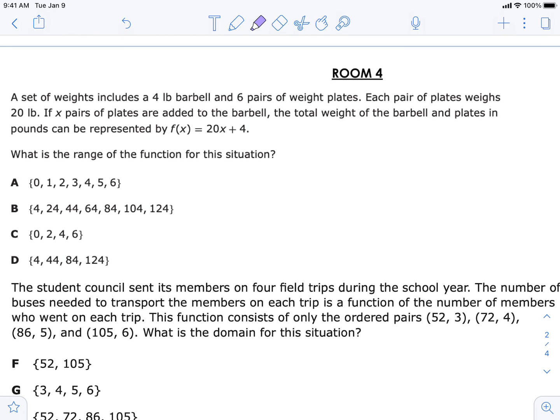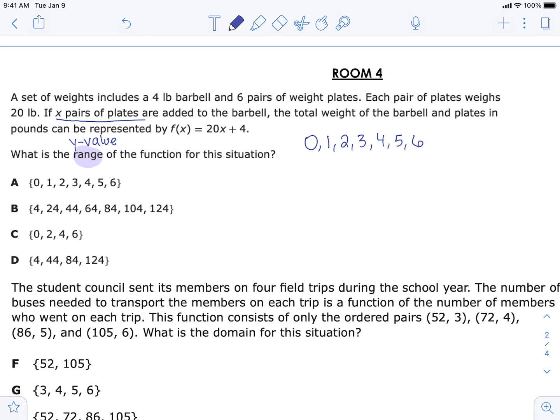Okay, the next set. A set of weights includes a 4-pound barbell and 6 pairs of weighted plates. Each pair of plates weighs 20 pounds. If x pairs of plates are added to the barbell, the total weight of the barbell and plates in pounds can be represented by f of x equals 20x plus 4. What is the range for this situation? Remember, range is our y values. But in order to find the range, we have to actually know what is the domain, the x values. So it tells us that x is the number of pairs that we're adding. So we can add 0 pairs of weights, 1 pair, 2 pairs, 3 pairs, 4, 5, or 6 pairs of weights.